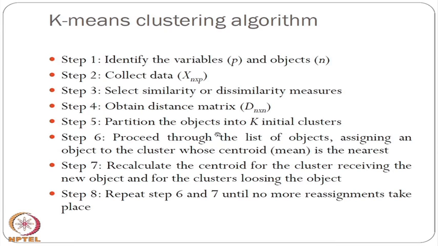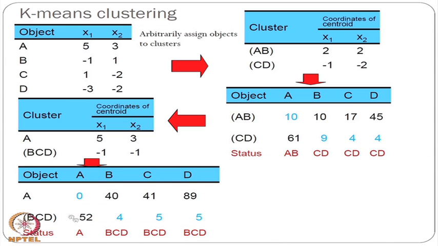What are you doing here? You are basically arbitrarily setting some clusters. Then proceed through the list of objects, assigning each object to the cluster whose centroid is the nearest. Recalculate the centroid again, and then repeat this process until no more assignments take place. How do you do it? I am showing one example.